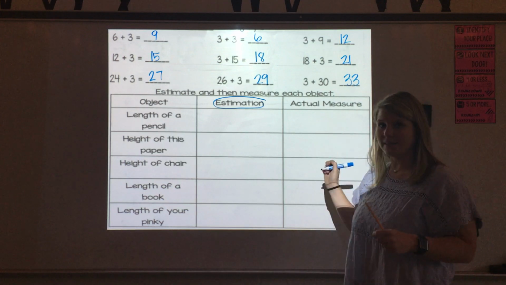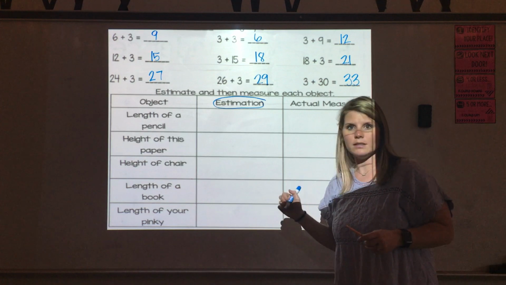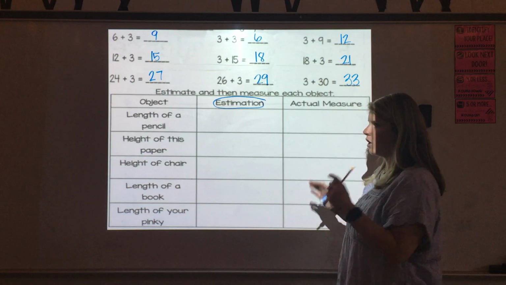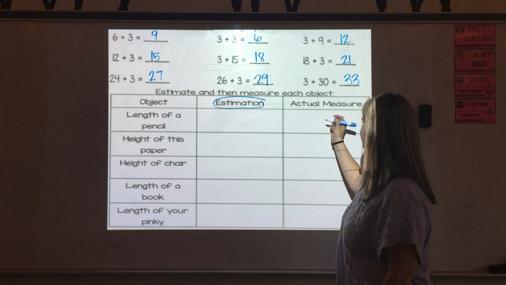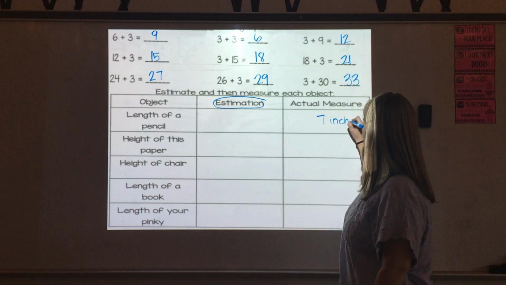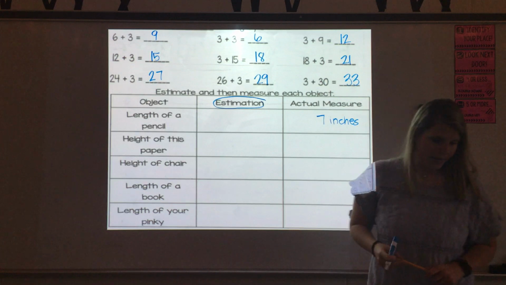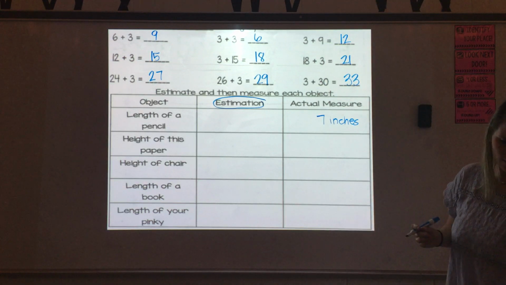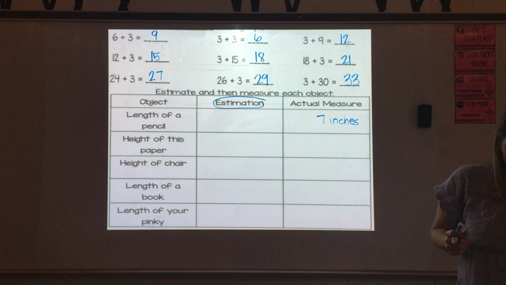And we might not get the same exact measurement because we probably didn't use the same pencil and our rulers might be off just a little bit too. For actual measurement on my pencil, I got 7 inches. And again, that was just my best judgment to use that unit of measurement for that object.